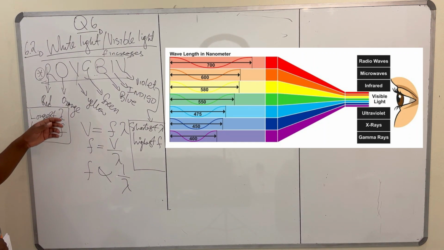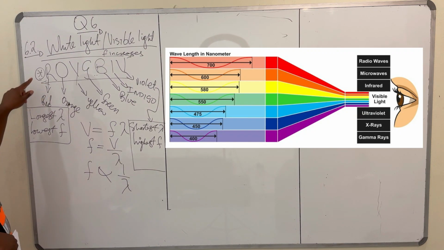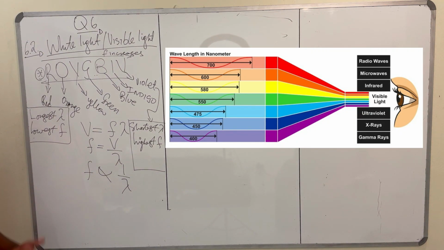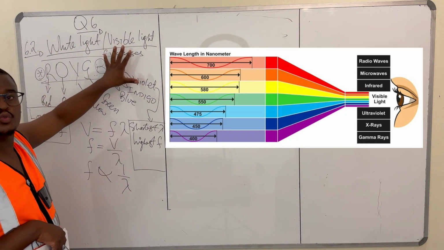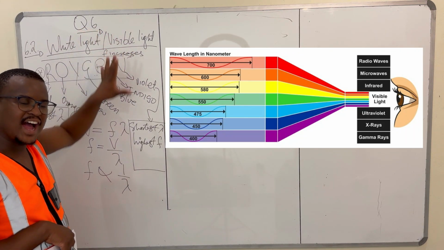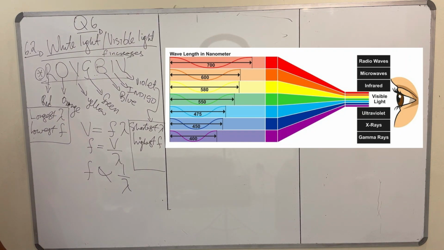And this one here has the longest wavelength, which is red, and the wavelength decreases, with violet having the lowest. That's what I need you to know: this part of the electromagnetic spectrum, close to red, has the longest wavelength and lowest frequency, and this side close to violet has the short wavelengths and high frequencies.